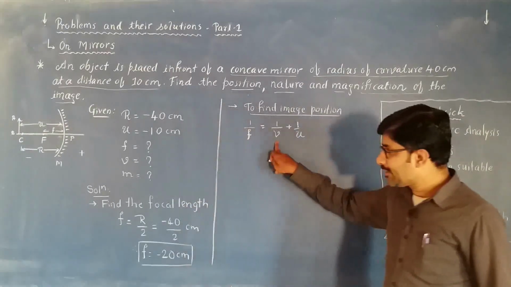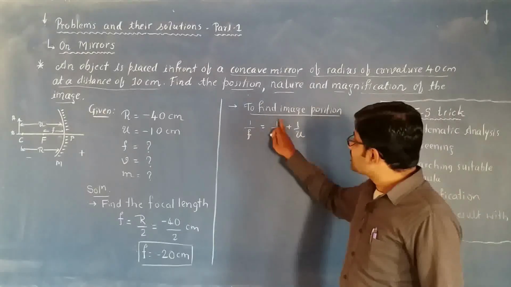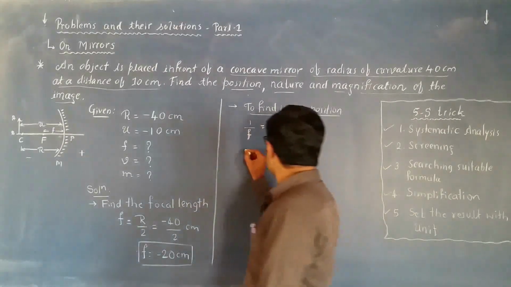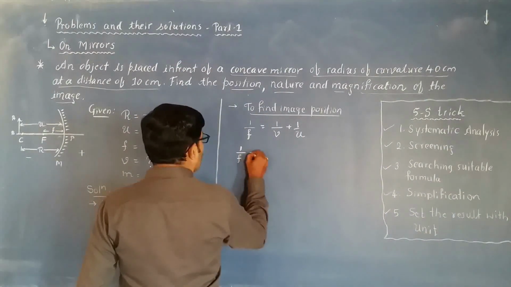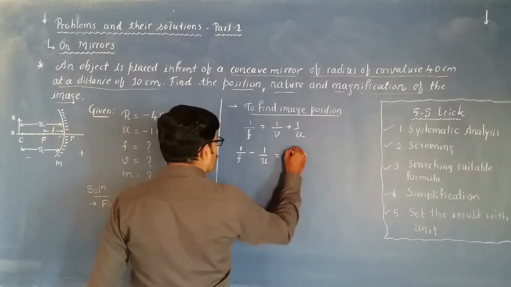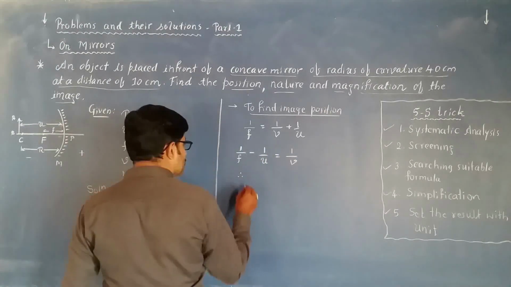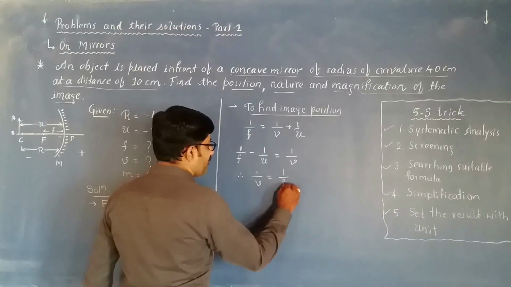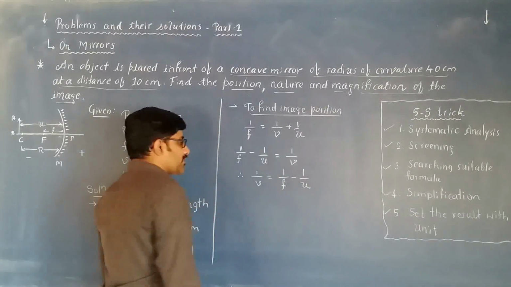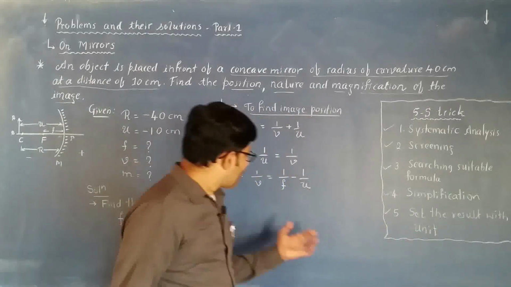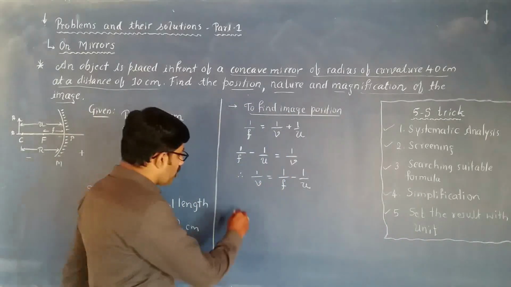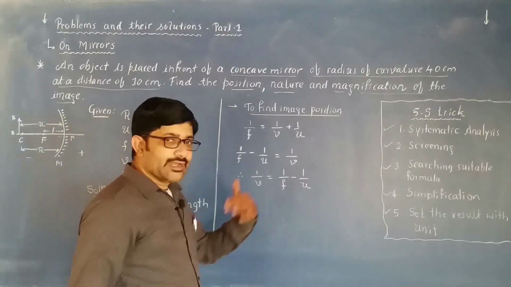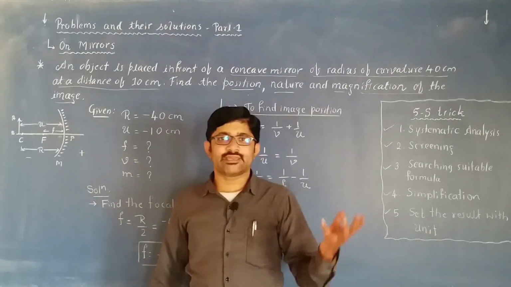We want v, therefore I am taking this as it is and sending this 1 by u to the left hand side. By that, 1 by f minus 1 by u gives you 1 by v. We want image distance v, therefore we are writing it like that. So 1 by f minus 1 by u. Now substitute if you can, or else simplify this step, and by that you can enter direct values to get the easiest answer.